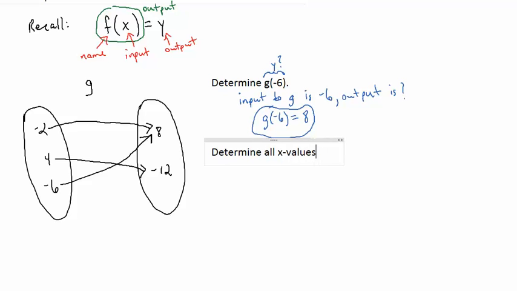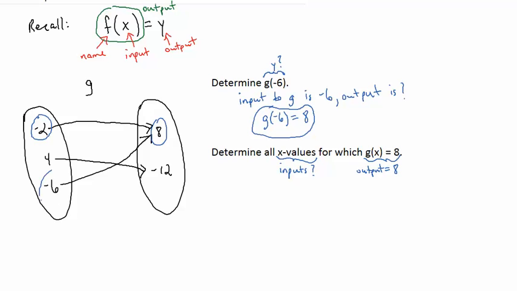Determine all x values for which g of x equals 8. So what is that asking us for? Well, they're asking us determine the x values. They're saying, okay, what are the inputs? And what do they tell us? They tell us that g of x is 8. So in other words, they tell us that y, g of x is y, y equals 8. So what are the inputs if the output is 8? So here's our output of 8. The inputs for that output go back to -2 and -6.